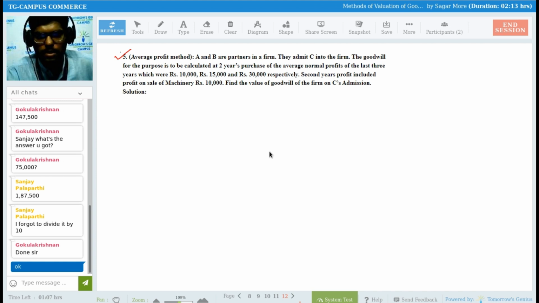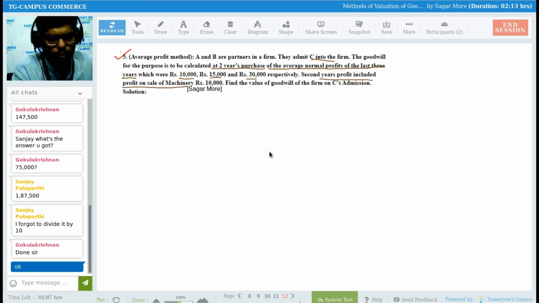A, B are partners in a firm. They admitted C into the firm. The goodwill is to be calculated at 2 years purchase of average normal profit of the last 3 years, which were 10,000, 15,000, 30,000 respectively. Second year profit included profit on sale of machinery 10,000. Sir, profit on sale of machinery is recurring income or non-recurring income? Non-recurring income. So non-recurring income we have to subtract now? Yes or no? Yes, sir.